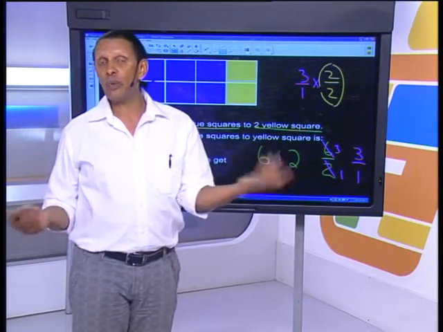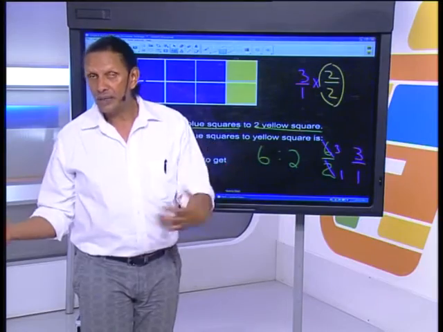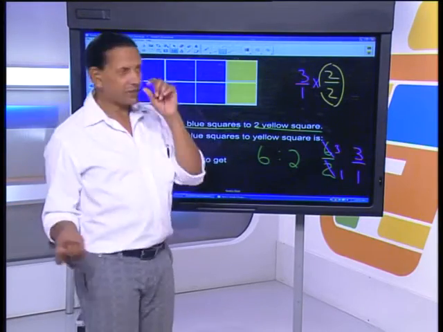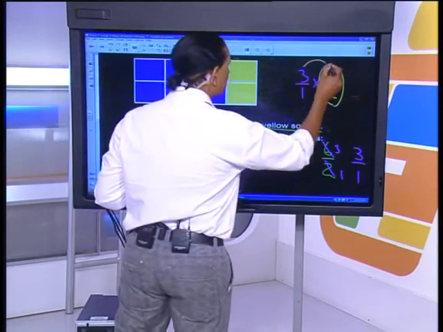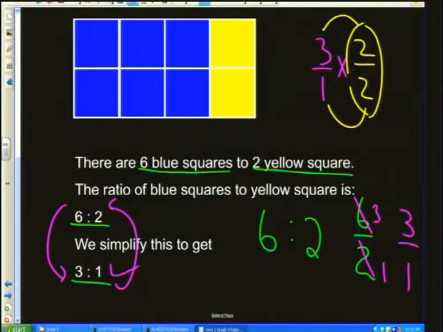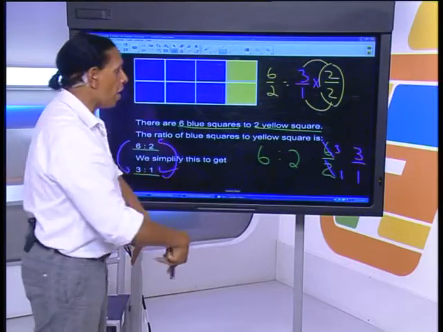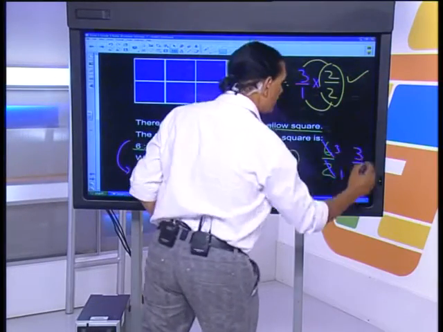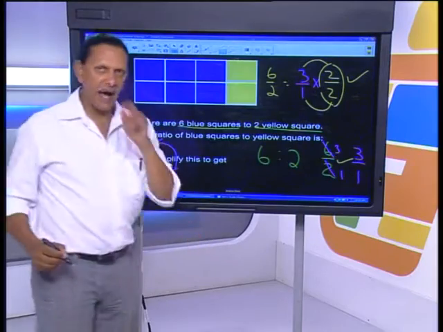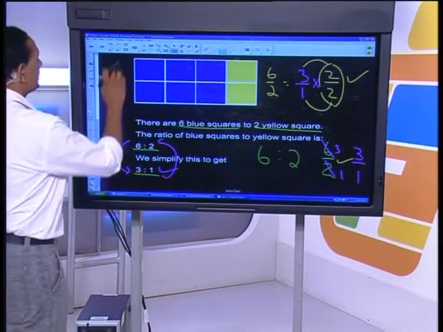5 times 1 is 5. 10 times 1 is 10. Myself times 1 is myself. So it doesn't change. So 3 times 2 is 6. 1 times 2 is 2. So I get 6/2. So you can scale it up like that, or you can scale it down. So that is scaling up. This is scaling down. Are we cool with that? Okay.